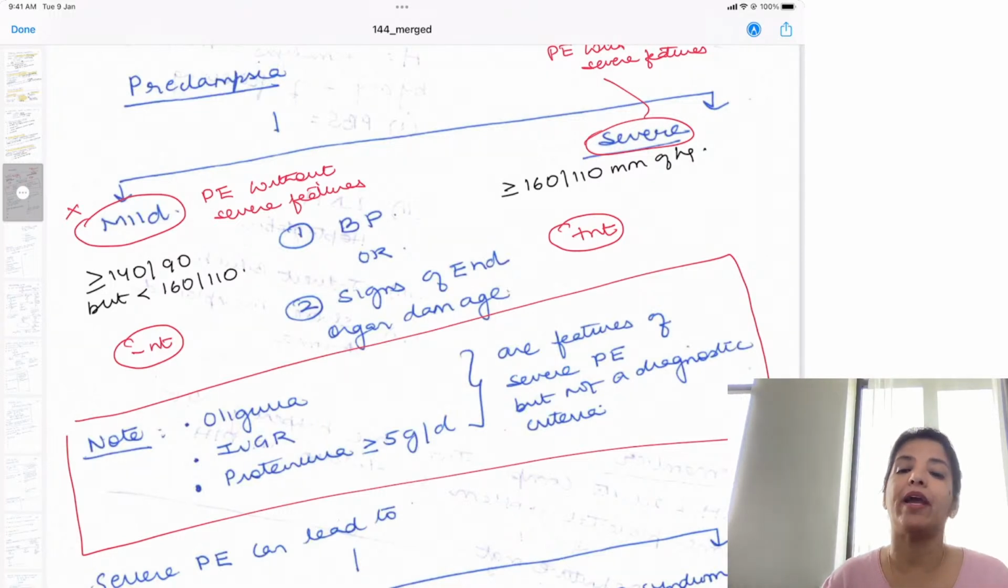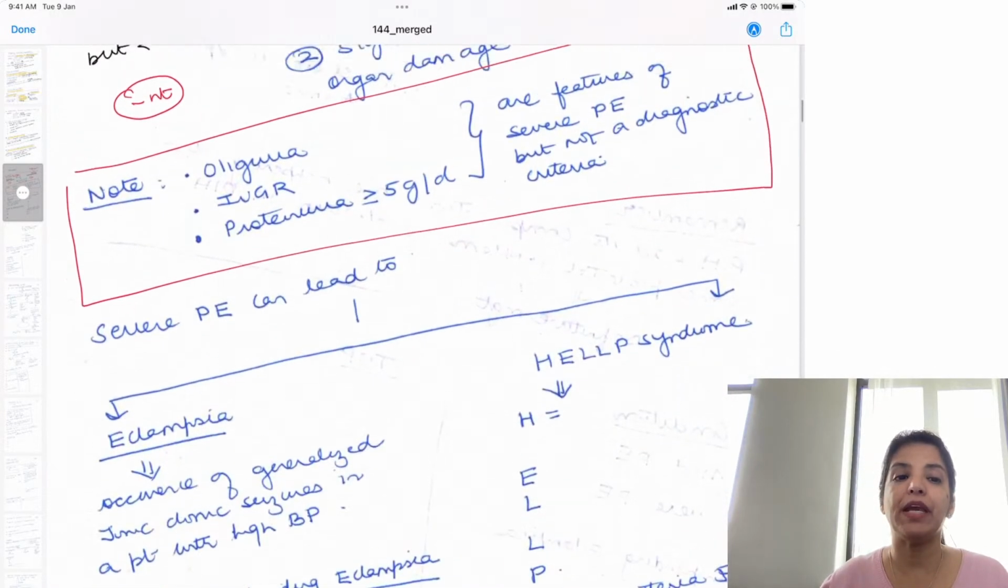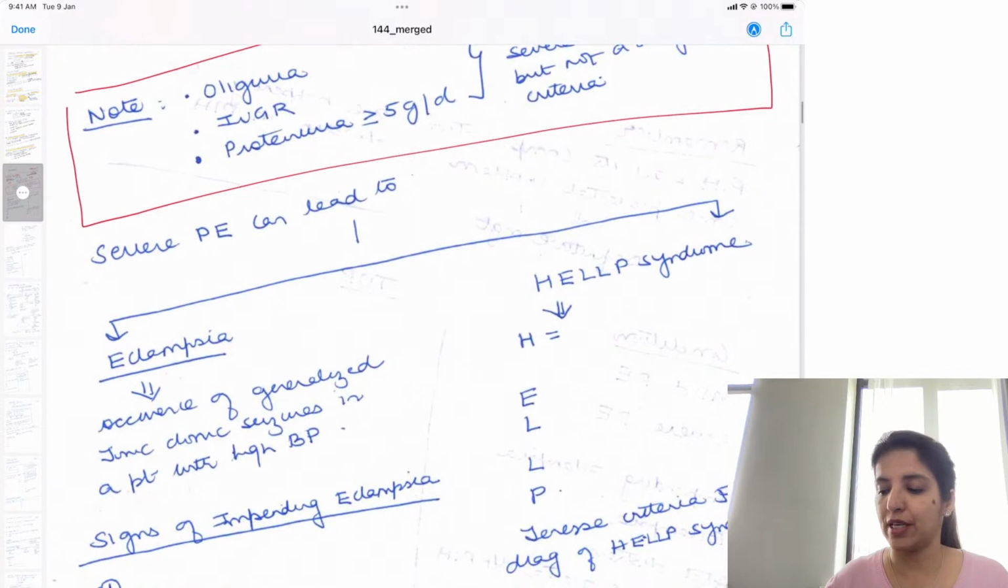Now, why am I interested in knowing whether my patient has preeclampsia with severe features or not? Because if my patient has preeclampsia with severe features, in other words, severe preeclampsia, then there are two complications which can happen in my patient, right? So, two complications are seen in severe preeclampsia patients.